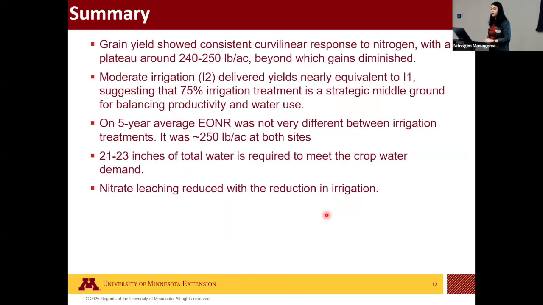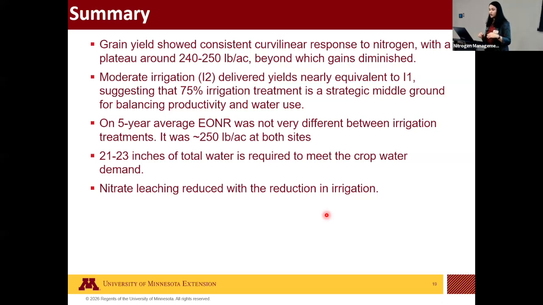So overall, our grain yield showed a consistent curvilinear response. That's what we expected, and around 240 to 250 pounds of nitrogen per acre, we saw that plateau for all irrigation treatments. That's our EONR. Our moderate irrigation, which is 75% irrigation, was not significantly different in terms of yield and other things that we looked at, for example, nitrate uptake. So one recommendation from this project is that 75% could be something we can think about when managing these soils, because we are not losing that yield. At the same time, we are saving around 3 inches of water overall on average, and then there's less leaching as well.